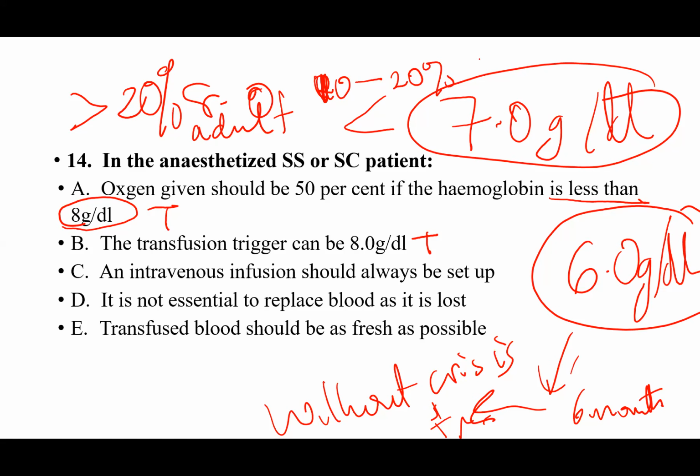An intravenous infusion should always be set up. Yes, it's true. I'm just saying always so that I will confuse you. In some cases, always is true. In a sickle cell patient, don't go and predispose them to crisis. If you leave them dehydrated, they will just develop crisis and you'll be in trouble. So you must always be set up for a sickler. And when you are giving infusion, you have to give them warm fluid. Don't just start infusing cold.